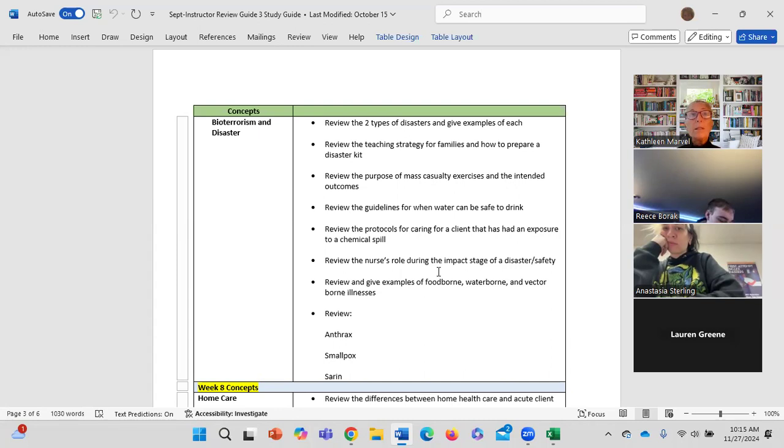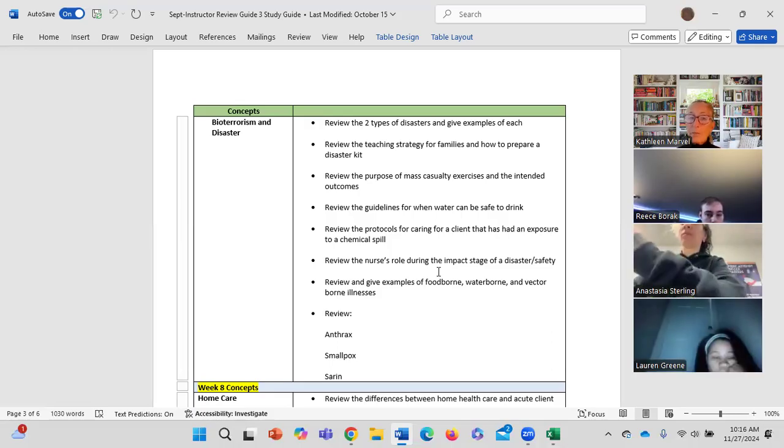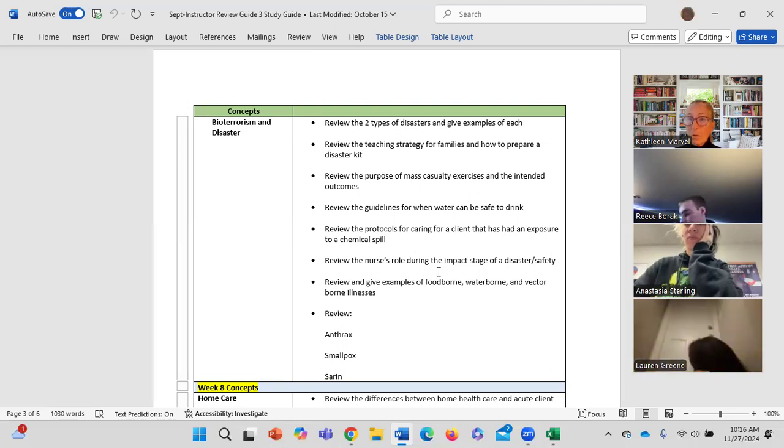Obviously the intended outcome is that everybody's working cohesively together. Because if you think about a big disaster, look at the most recent disaster with all that flooding in North Carolina. Look at how many resources had to come together to help that community. Those are the intended outcomes of a mass casualty exercise: making sure that everybody comes together, knows their role, and supports the mission of helping people recover from disasters.